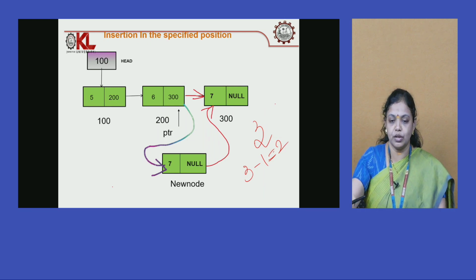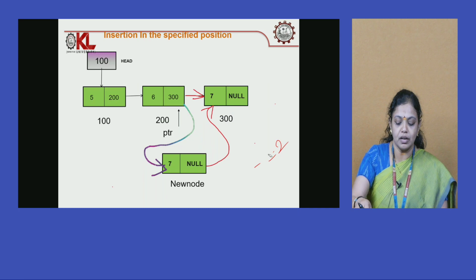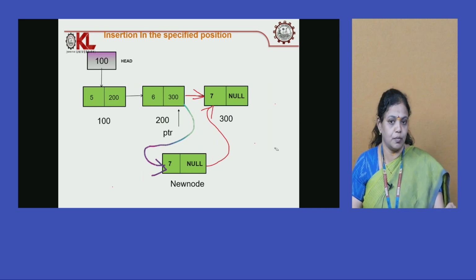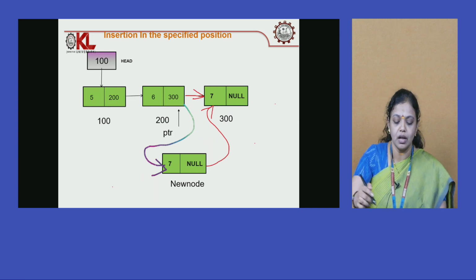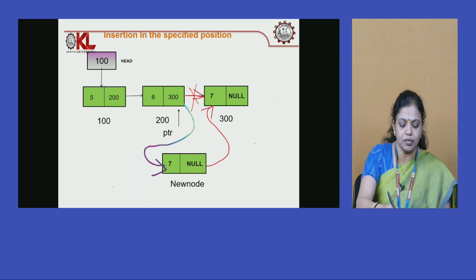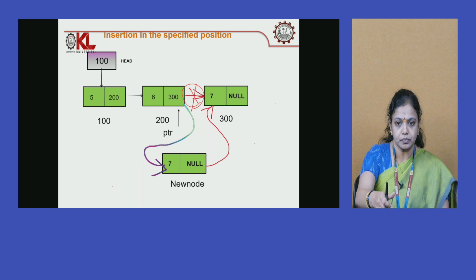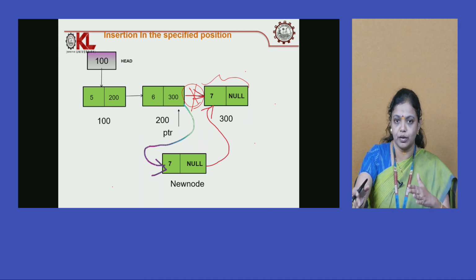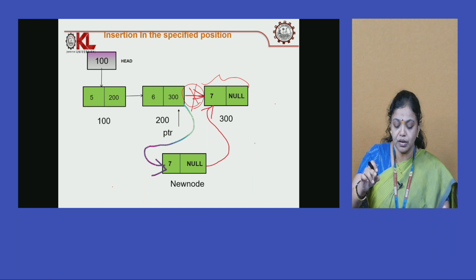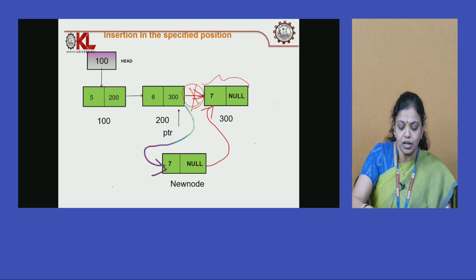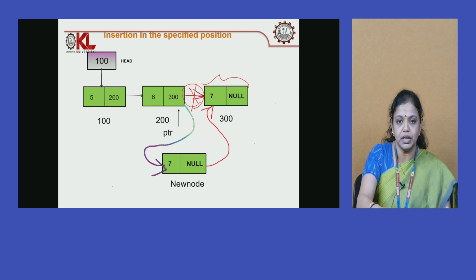Here I would like to give you one suggestion. Wherever emphasis needs to be given, I am going to tell you. Generally students will think, okay, we have to break this link and just attach it. But if you break this link, this node number 7 will start flying in the air. So always remember, first we have to make the back connection. What is this connection? New node of next is equal to PTR of next.